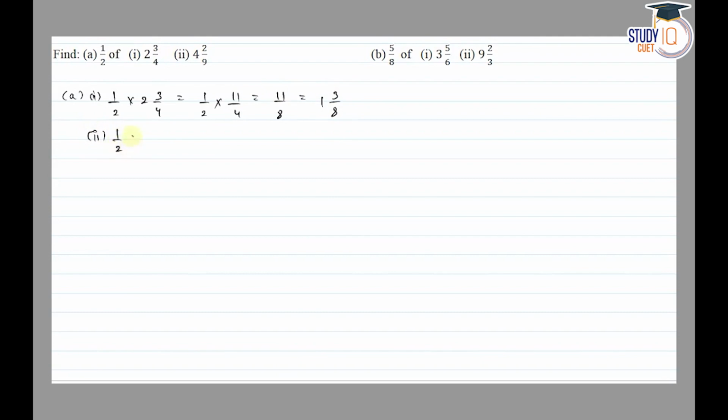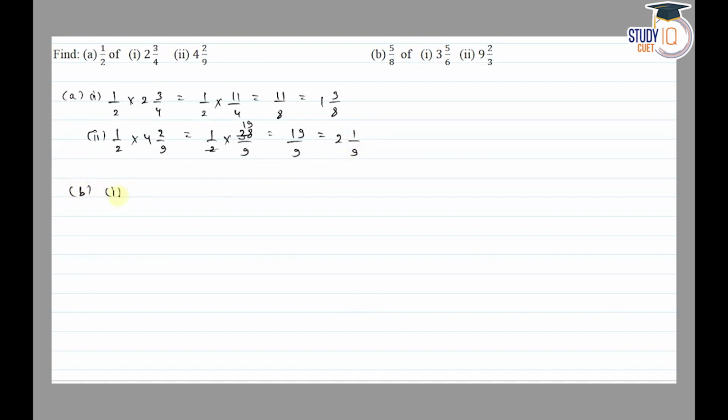Second, half of 4 and 2 by 9 is equal to half of (9 times 4 is 36, plus 2) 38 by 9. The 2 will cancel out with 38, so it becomes 19 by 9. So 19 by 9 is equal to 2 and 1 by 9: 9 goes 2 times, which is 18, remainder 1, and 9 as it is.